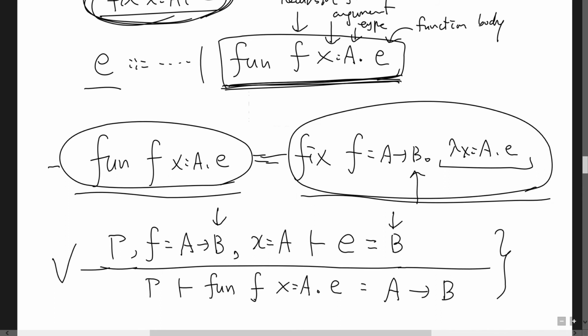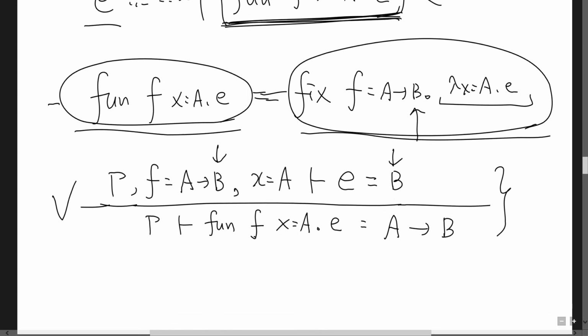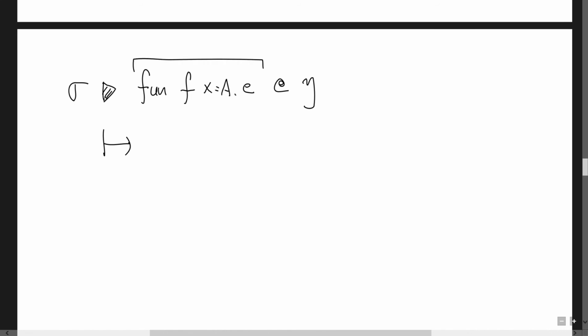Now let's extend the state transition rule for abstract machine E with this function construct. First, let's say we are currently analyzing this function construct, fun f x a dot e, under this environment eta. We can think of this one as a particular form of a function. It's going to denote a recursive function, which is a special case of a function.